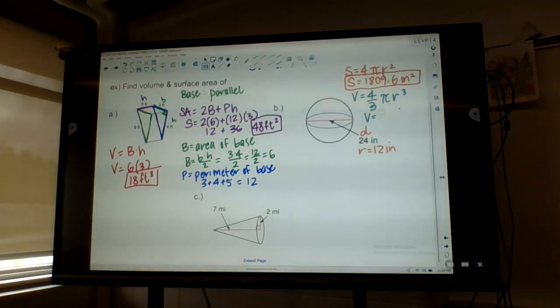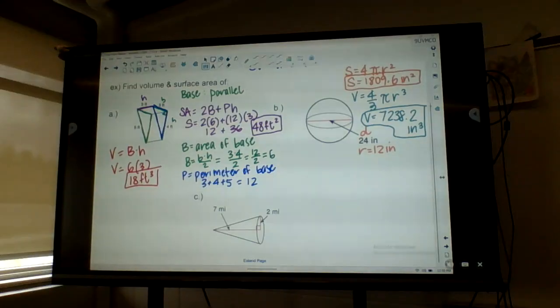So then this one here. I like to do the whole top, so I do 4 times pi times r cubed all together, and then I divide it by 3. And that's what I got. Let me know if we got something different.